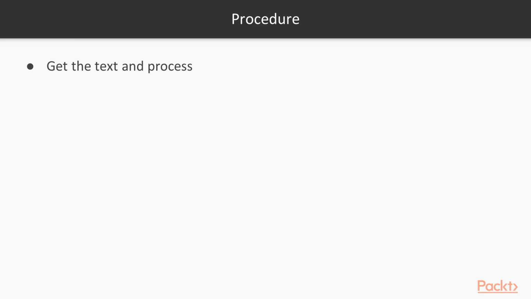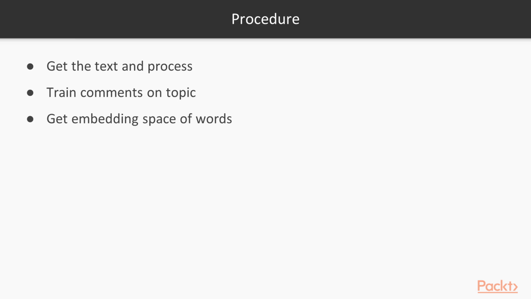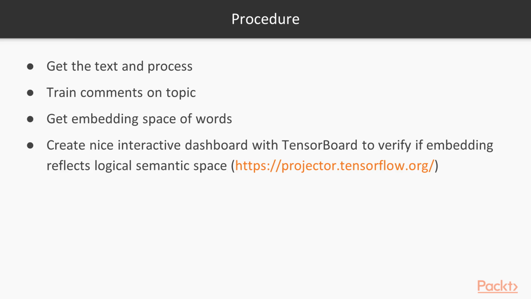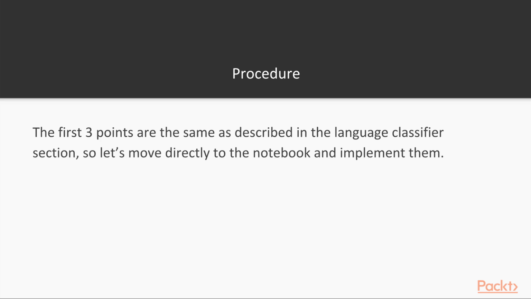What is the procedure then? First of all, get the text and process it. Then we train the comments on the topic, we get the embedding space of the words, and then finally create a nice interactive dashboard with TensorBoard to verify if the embedding reflects a logical semantic space. The first 3 points are the same as described in the language classifier section.